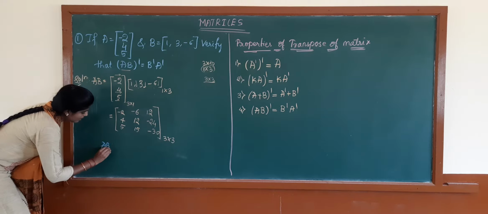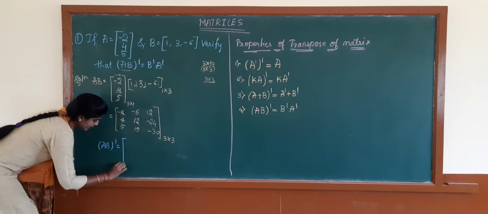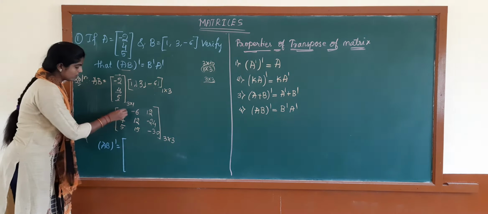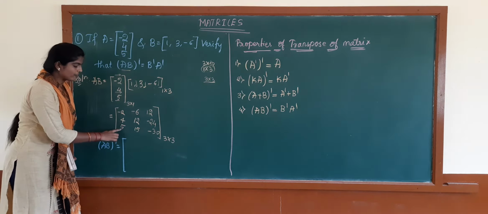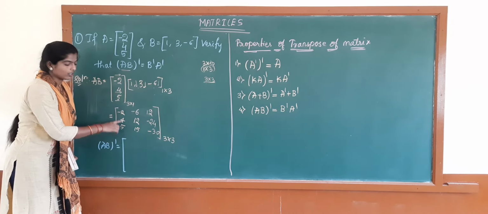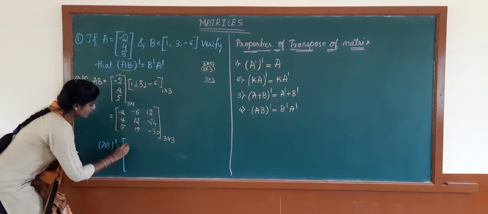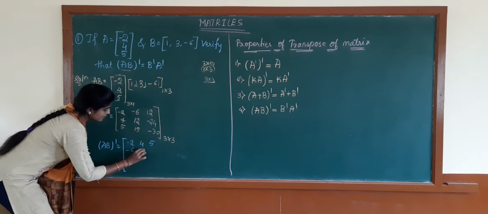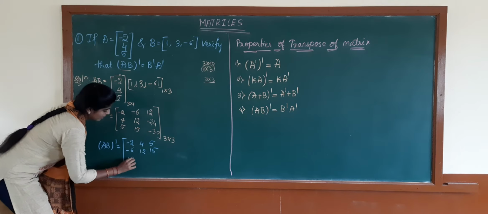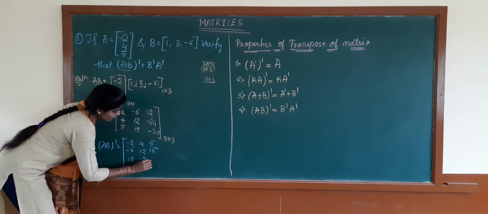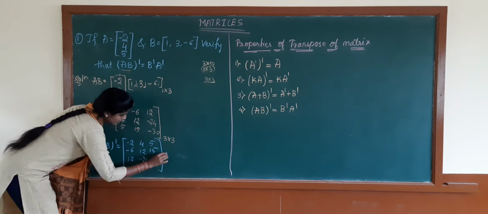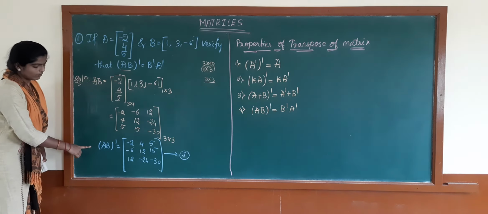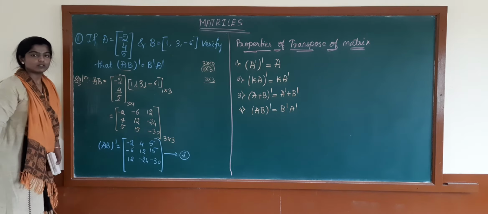Similarly, AB transpose is also a 3 cross 3 matrix, with the rows and columns interchanged. So the first column is minus 2, 4, 5, the elements of the first column. We have to arrange them in a row. So we get minus 2, 4, 5. Similarly, minus 6, 12, 15. Again the third is 12, minus 24, minus 30. Consider it as equation 1, because we have AB transpose equal to this matrix.